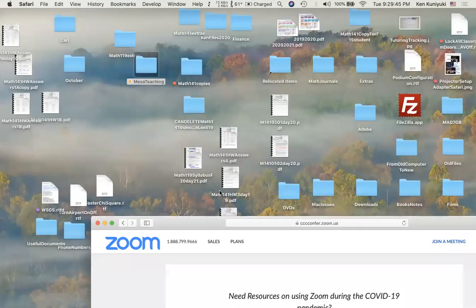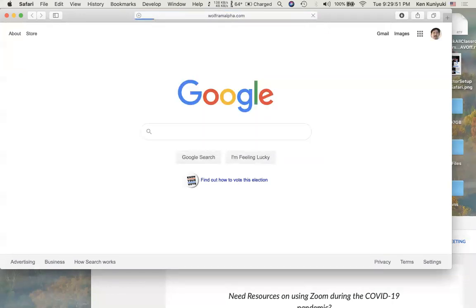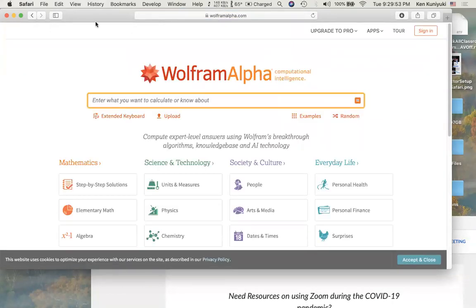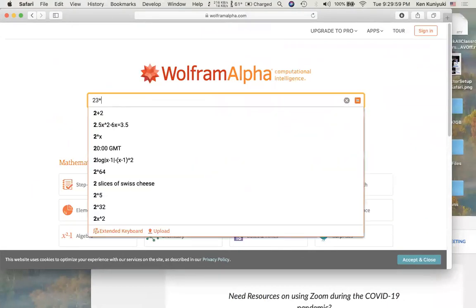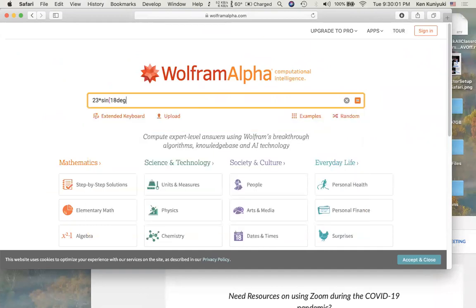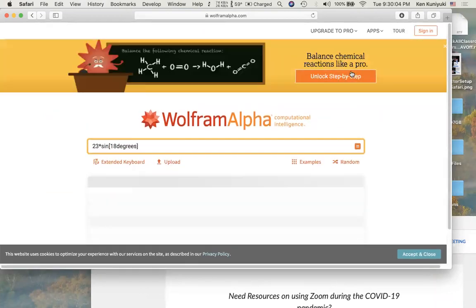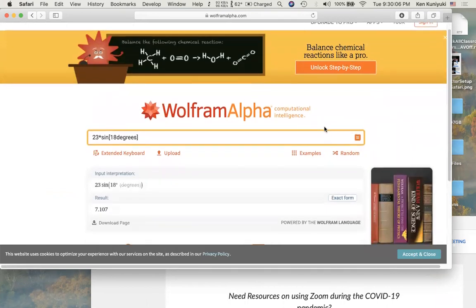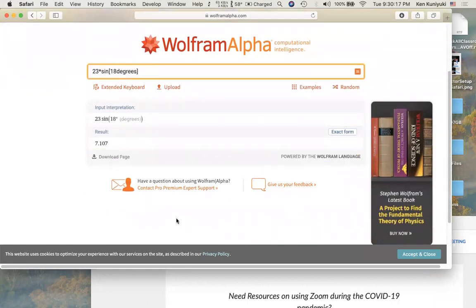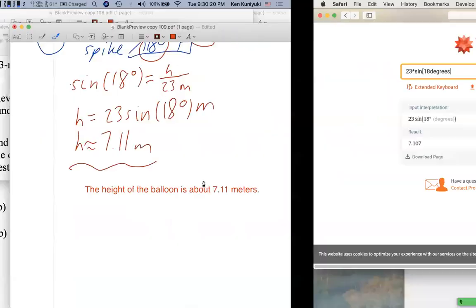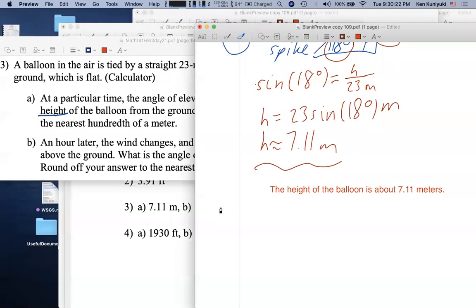I should get Wolfram Alpha, the freebie. I'm looking for an online calculator. 23 times sine of 18 degrees. Does that work? Yeah, about 7.11. So, hey, if you want a quick online calculator, Wolfram Alpha, and then you can pay for some other stuff. Maybe I shouldn't have shown you that, but if you want some quick calculations, there you go.